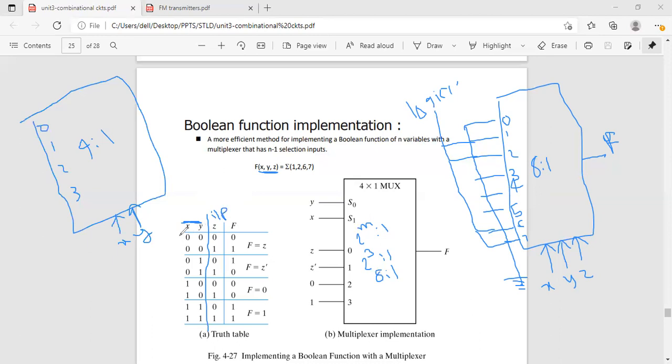ఓకే, సో హియర్ యు మే అబ్జర్వ్ X is 0, Y is 0. What is the input? 0, 1. ఇన్పుట్ 0 అయినప్పుడు అవుట్పుట్ 0 అయింది. ఇన్పుట్ 1 అయినప్పుడు అవుట్పుట్ 1 అయింది. ఫర్ దిస్ సెలెక్ట్ లైన్ కండిషన్ యు మే రైట్ ద అవుట్పుట్ is equal to Z.